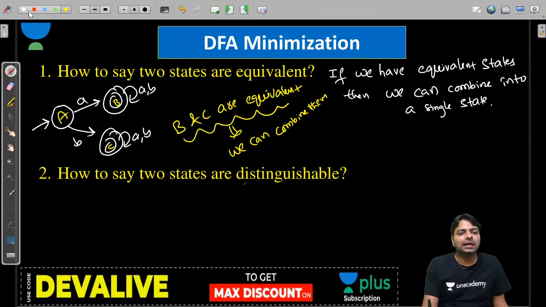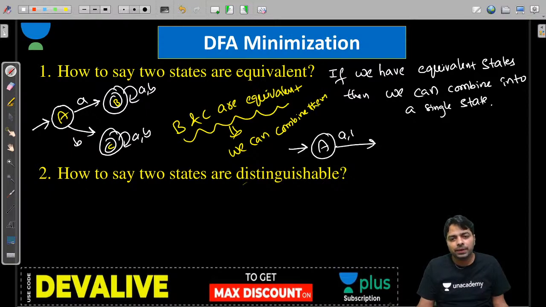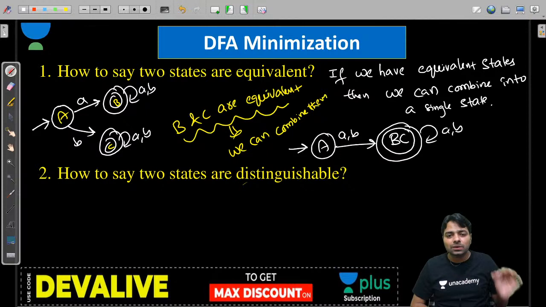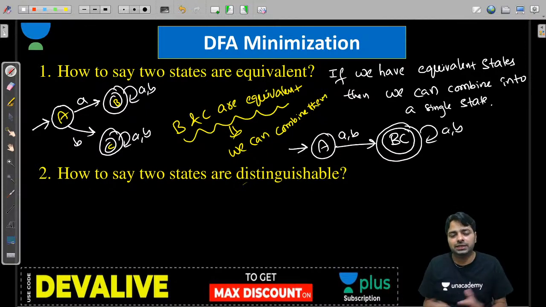So we may get a diagram like this: A on A comma B, and we can get BC as a single state. Then what is the equivalent definition? That's a difficult point here, guys. That is a difficult point. I'm going to talk about that.